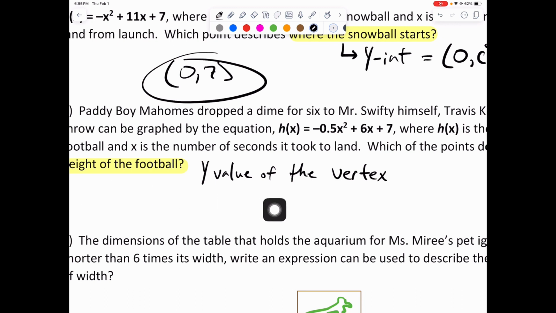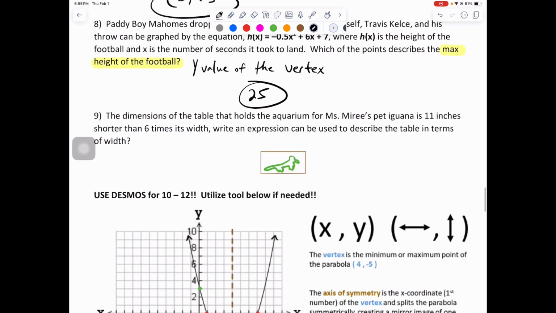But just to save a little bit of time here, if you did plug in the function, your vertex would be 6, 25. Would it be the 6 or the 25? Yes, it would be the 25.